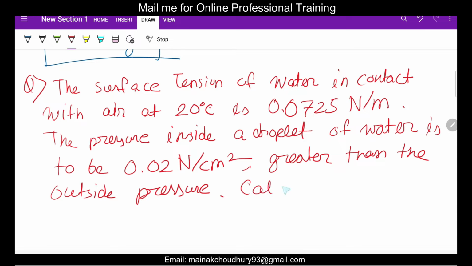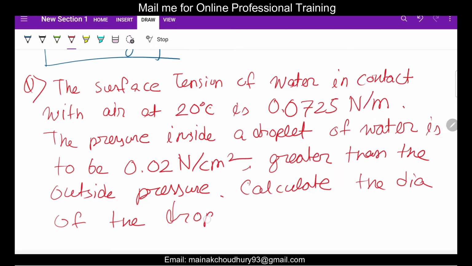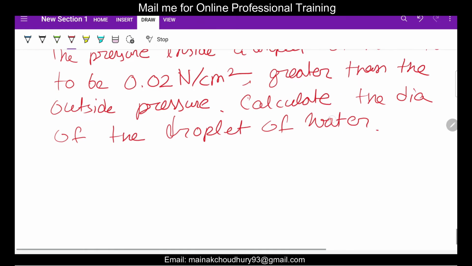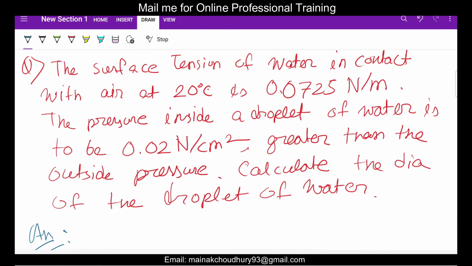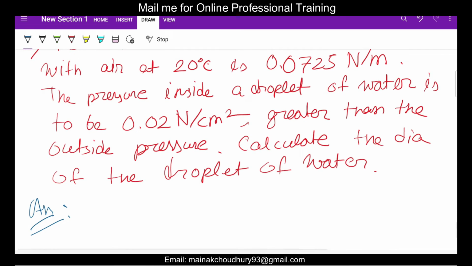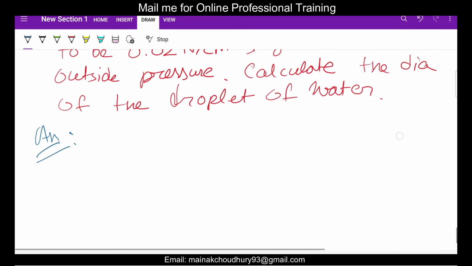Now the next part is calculate the dia of the droplet of water. So this is it. The surface tension of water in contact with air at 20 degrees Celsius is 0.0725 Newton per meter. The pressure inside of a water droplet is 0.02 Newton per centimeter square, greater than the outside pressure. Calculate the diameter of the droplet of water.